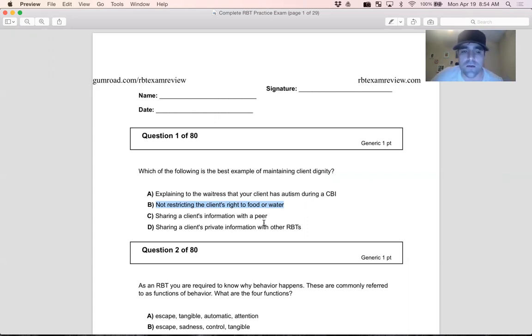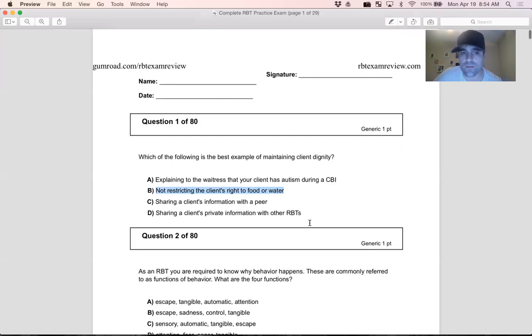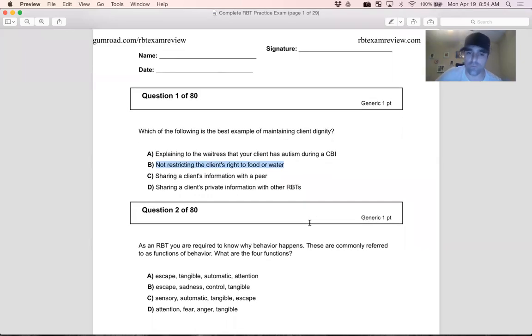Okay. Now, what about C and D? Sharing your client's information with a peer or sharing a client's information with other RBTs. You should never share client's information with anybody who isn't privy to that information. Okay. There are laws, there are ethics. Okay. It violates a lot of different things. So you shouldn't do it. Okay, so the answer here is B. When you're answering questions, always look at all the answer choices, even if you think you have the answer, because we want the best answer.